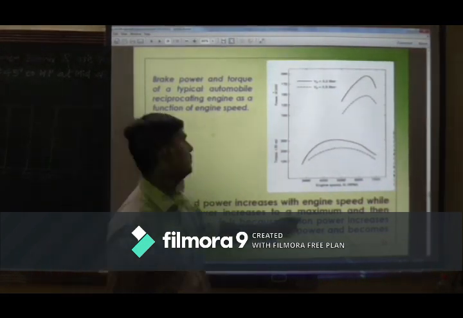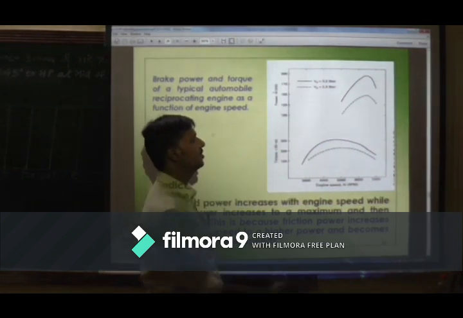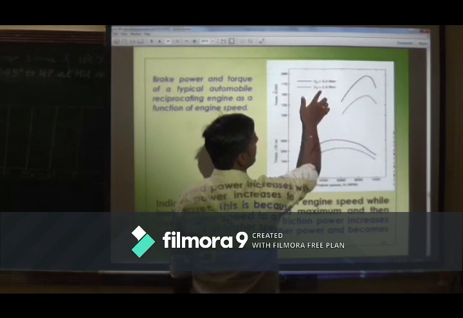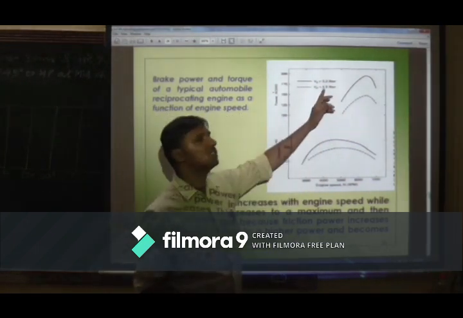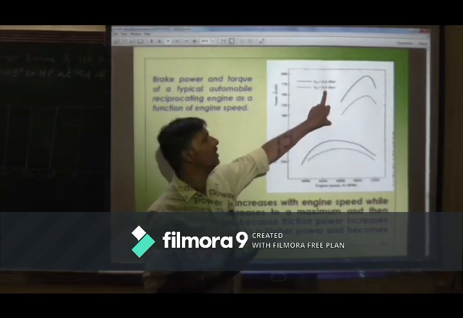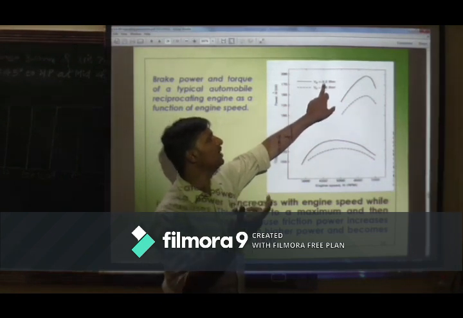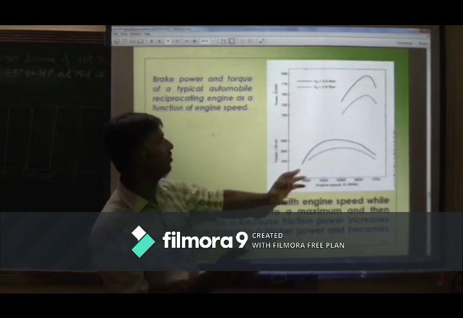So these curves are given: engine speed versus power. We have to analyze these curves for various displacement values. Suppose your engine size is 2.5 liter, a car engine, and another engine is 3.2 liter. So we are going to compare two engines.